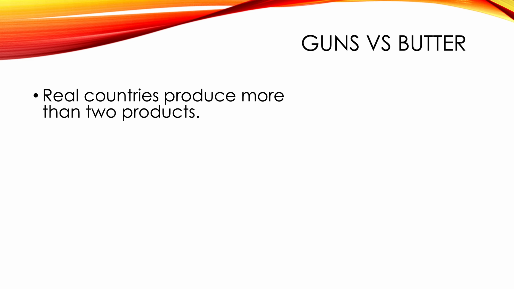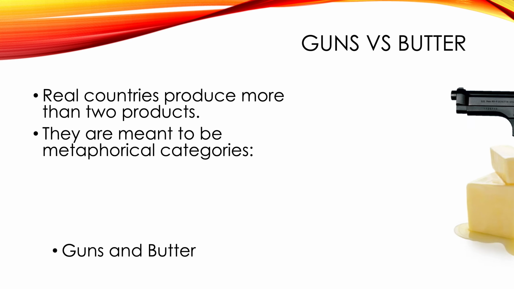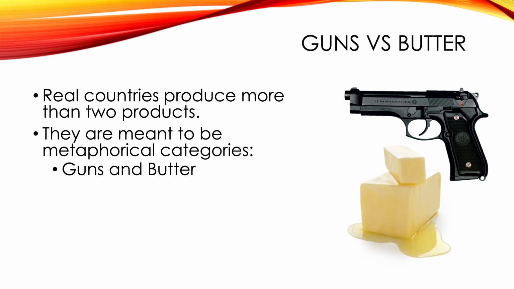Now again, this does not all sound very realistic. Real countries produce more than just two products. So this is kind of more of a metaphorical thing, right? One of the expressions that economists like to use a lot is guns versus butter, guns and butter. Guns are meant to be representative of military spending. So how much of a country's resources should it allocate towards military stuff versus butter, which represents consumer goods, things for the people? Your more authoritarian countries tend to allocate their resources more towards military production, and your more democratic types of countries tend to allocate their resources more towards the production of consumer goods, represented by butter.